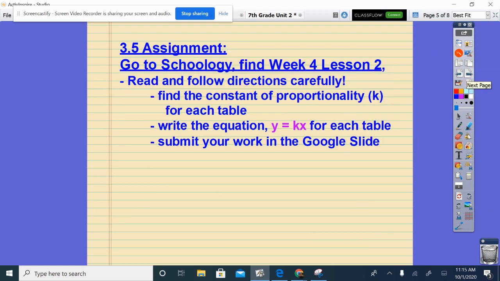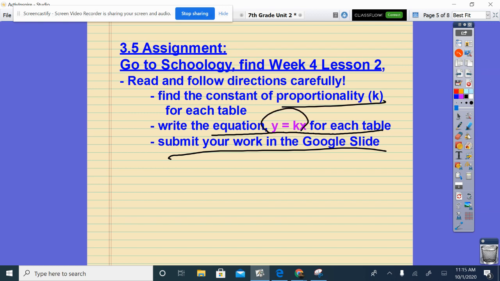Your assignment is to go to Schoology and find week 4, lesson 2, and you'll be submitting your work in a Google slide. So using your Chromebook or other device, take a picture of your work after you complete it for those tables and finding the K, constant of proportionality, and writing the equation for the proportional relationship y equals kx for each table.